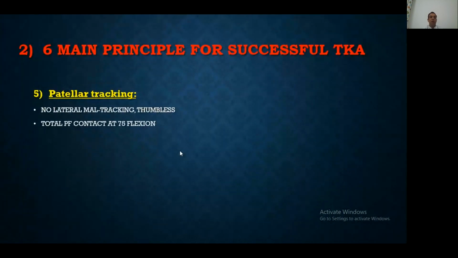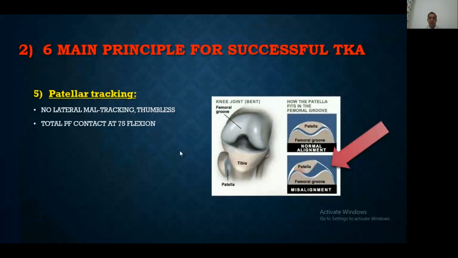So the fifth principle is patellar tracking. You know that the patella has a track at the end of the femur. As you see in this picture, there is a track for the patella to run in while flexion and extension of the knee. The patella must be centralized on this track. So in many cases, the patella is shifted to one side. Look at the arrow, it points to the patella shifted, usually to the lateral side or outer side of the knee.